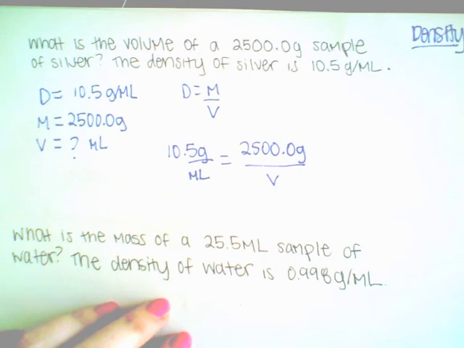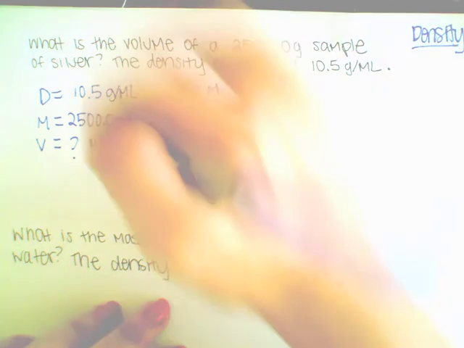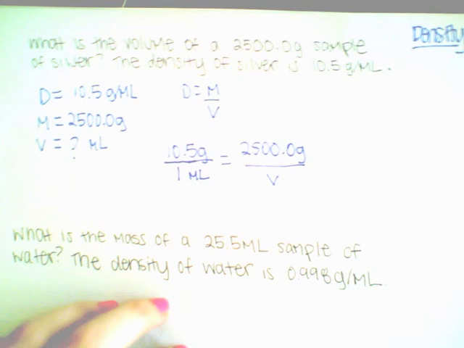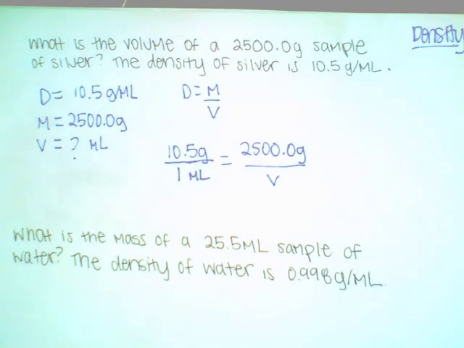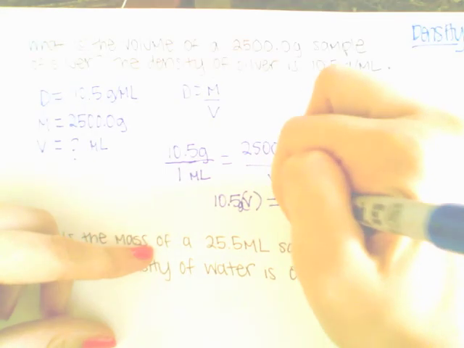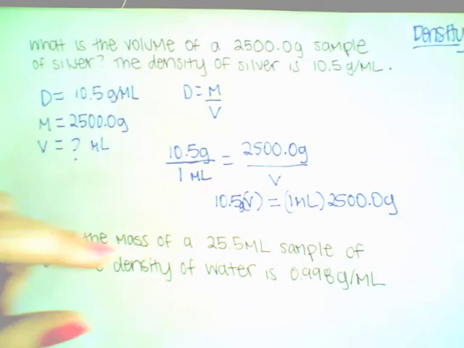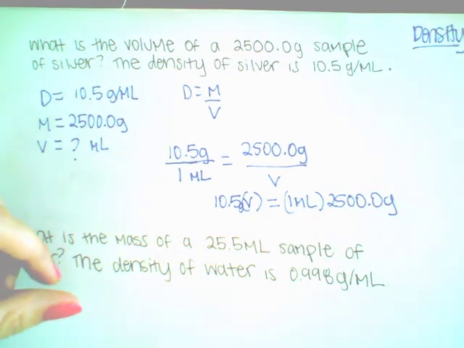All right, so if we have a fraction on one side and we don't on the other, I want you to make a fraction on the opposite side. So 10.5 over 1. Now, in order to solve for V, the easiest way is to cross multiply. So 10.5 grams V times 1 milliliter equals 1 milliliter times 2500 grams. I have grams on this side of the equation and grams on this side of the equation. That means I can cancel them out.